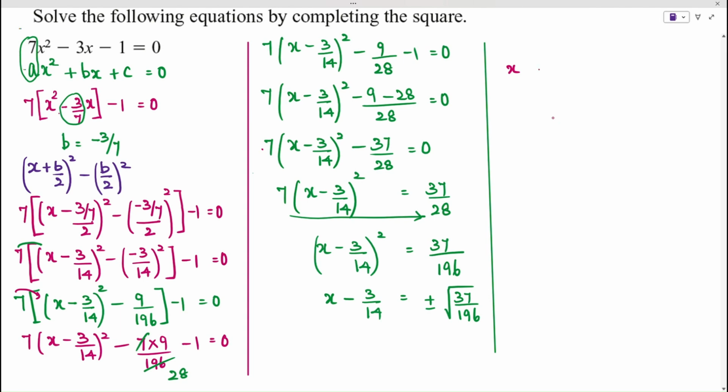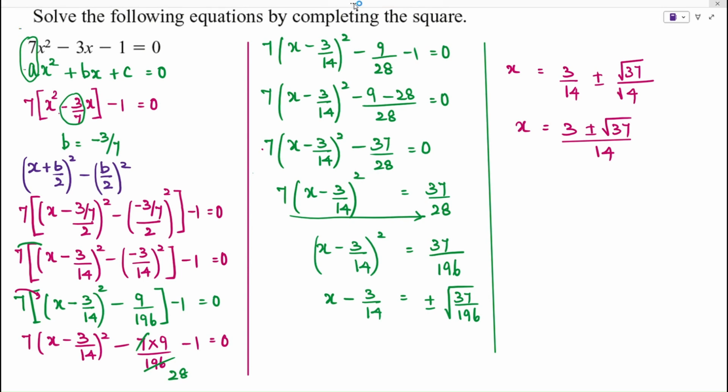So we get x is equal to 3 over 14 plus or minus root 37 all over 14. And we can bring our two fractions together, so we get x is equal to 3 plus or minus root 37, all over 14. And this is the completed square version of the equation that has been solved to find x.